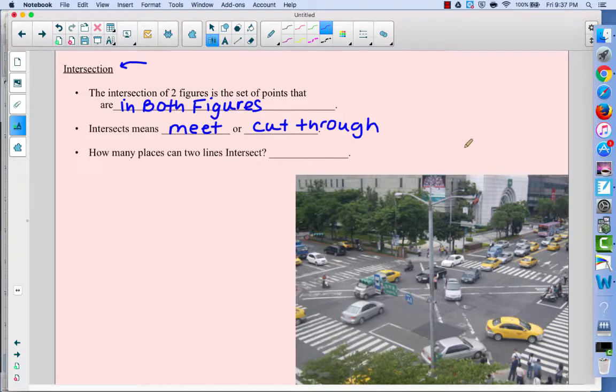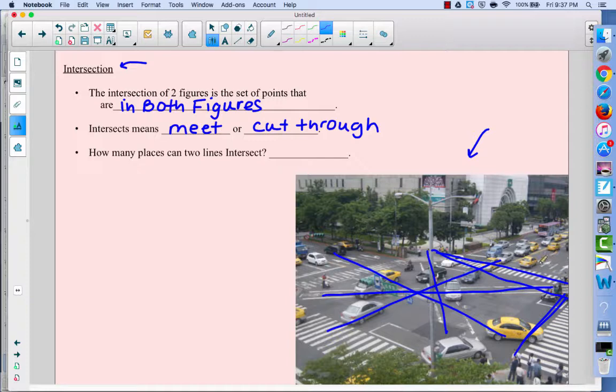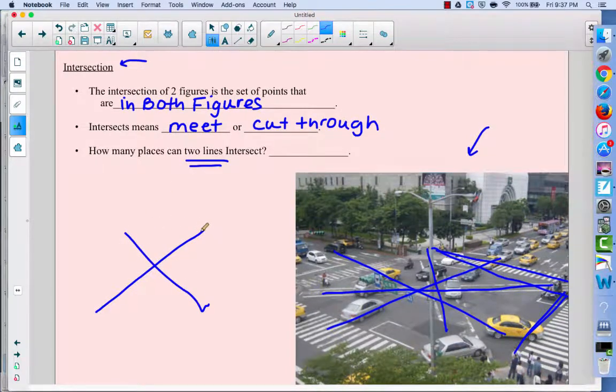Now, I gave you a kind of funny little picture here of some streets intersecting. The streets could be intersecting this way. It looks like the people can walk this way, and those would intersect. I could intersect this way and this way, like I could be crossing here and then crossing here. It's going to meet it at some point. But how many places can two lines actually intersect? Well, if I draw two lines and I put my arrows at the end, I hope that you had said to yourself that two lines can only intersect in one place.